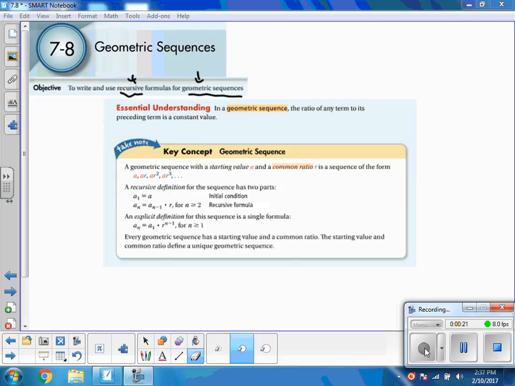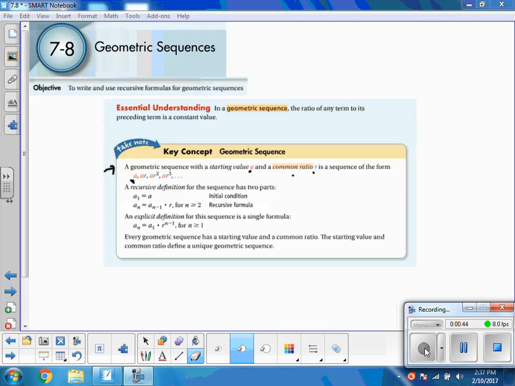So geometric sequences. In a geometric sequence, the ratio of any term to its preceding term is a constant value. So it's a value that keeps playing out all the way through, and it's a pattern that we can see. So a geometric sequence with a starting value of a, so that's where we start, and a common ratio r is a sequence of this form.